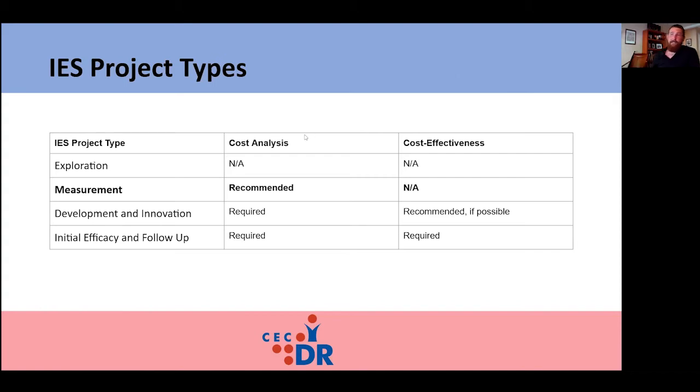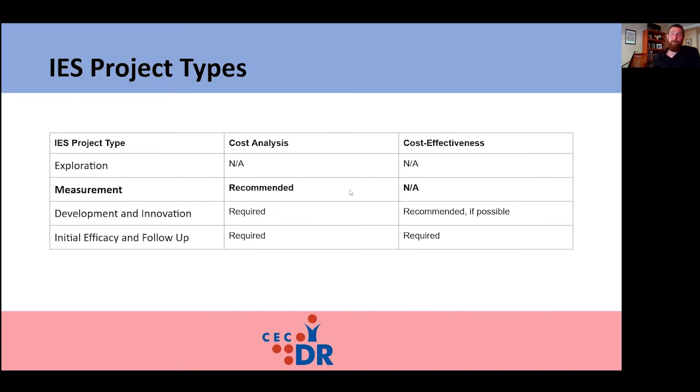As Allison and Sarah talked about earlier, there are different IES project types. This is a little table to let you know what you have to do for your proposal. If it's an exploration project, you're off the hook. No cost analysis, no cost effectiveness, you're in the clear. If you're doing a measurement product, this used to be required, but now it's changed to recommended, but it means you have to do the cost analysis. I would just recommend doing a cost analysis.